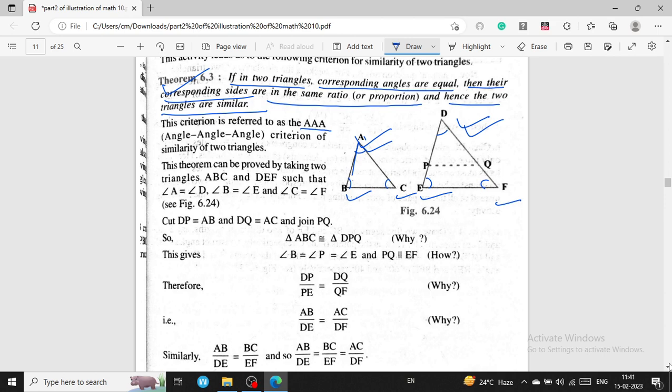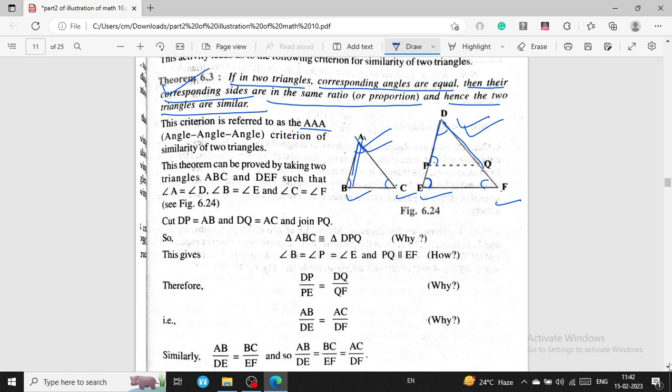Now cut DP equal to AB and DQ equal to AC, and join PQ. Triangle ABC and triangle DPQ. Angle P is equal to angle B, and angle Q is equal to angle C, which is also equal to angle E. And so PQ is parallel to EF, and DP over PE is equal to DQ over QF.